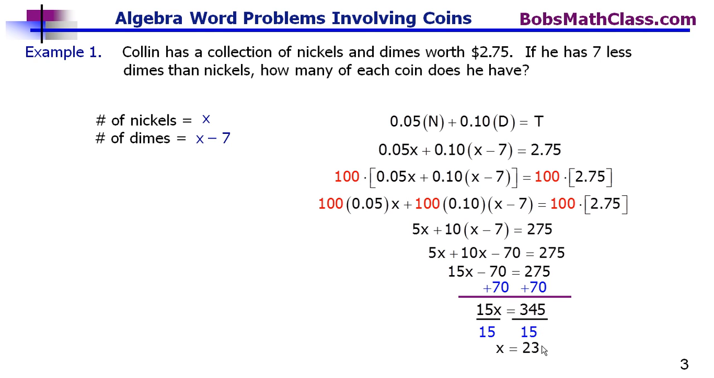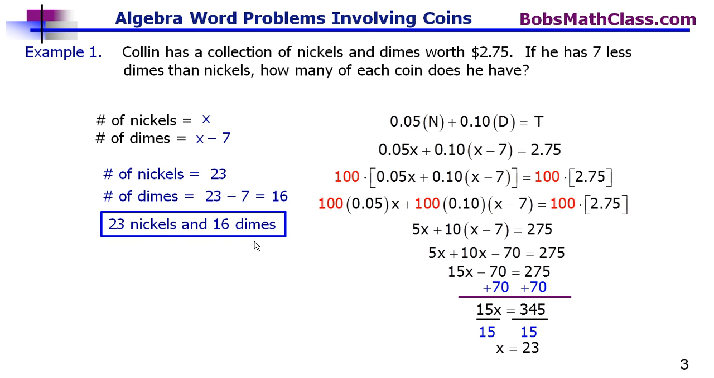Now we can answer our question. The number of nickels, that's x. So x is 23, so there are 23 nickels. The number of dimes is x minus 7, so 23 minus 7, which is 16. So there are 23 nickels and 16 dimes.